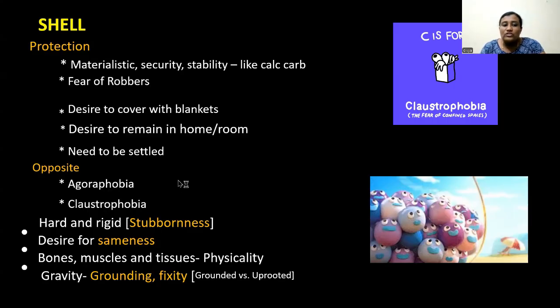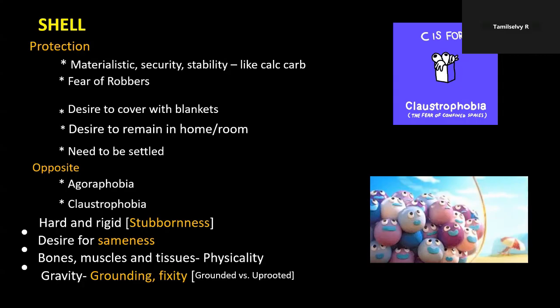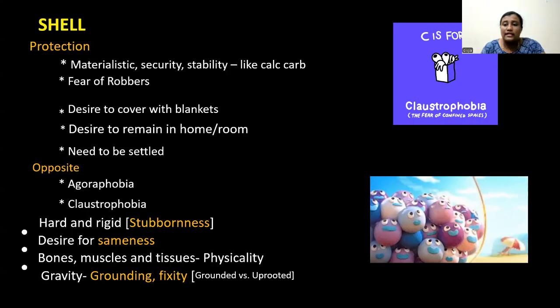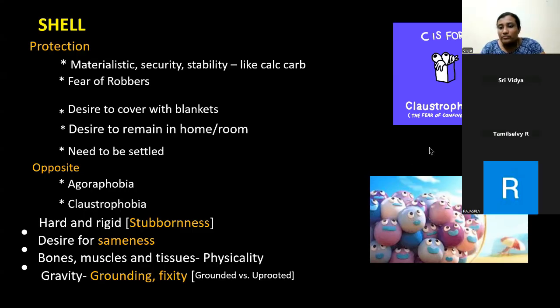And the opposite of which you will see: agoraphobia, claustrophobia, fear of crowd, fear of closed places. Especially this claustrophobia you'll see in gastropods, not in bivalves. Bivalves desire to be in closed places, but gastropods can't remain in the closed place. They want to come out also.